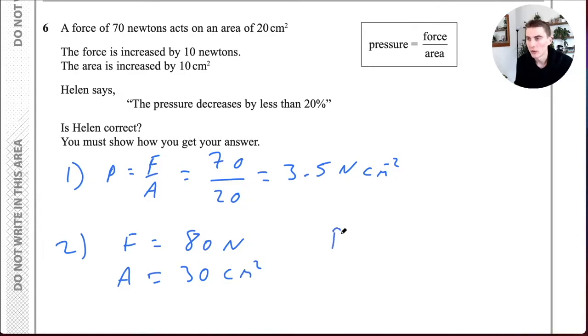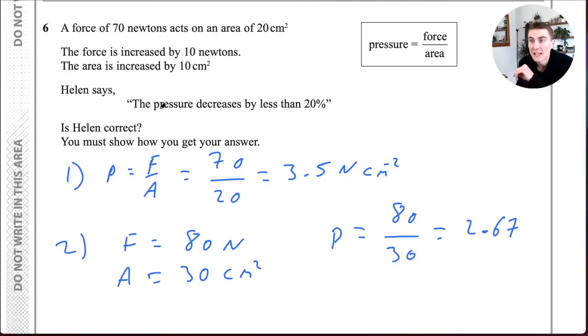So to work out the pressure, we're going to do the force of 80 divided by the area of 30, and that gives us 2.67 newtons per square centimetre. So that's what it's decreased by. So it's gone from 3.5 down to 2.67. Yeah, so most of the question's sorted now.